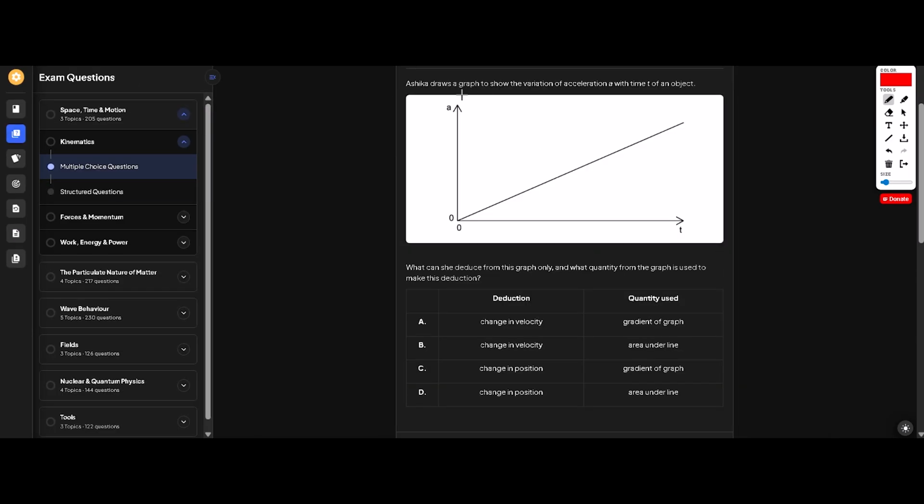Okay, the last one is saying draw a graph of acceleration against time. Okay, we have an acceleration, we have time. What can she deduce from this graph only, and what quantity from the graph is used to make this deduction? Easy.